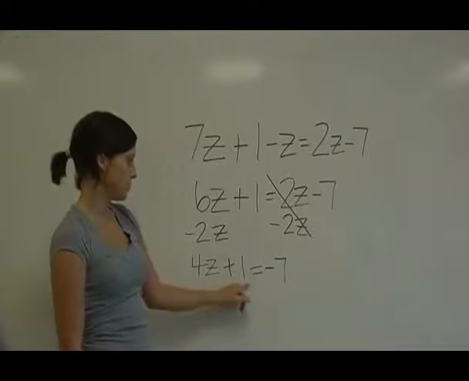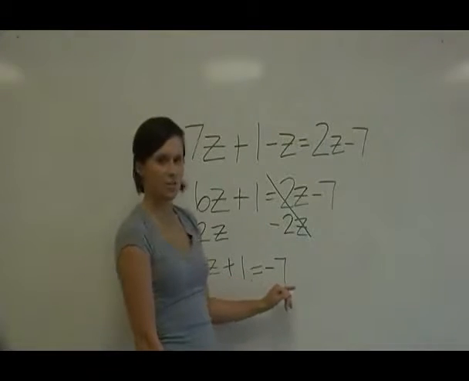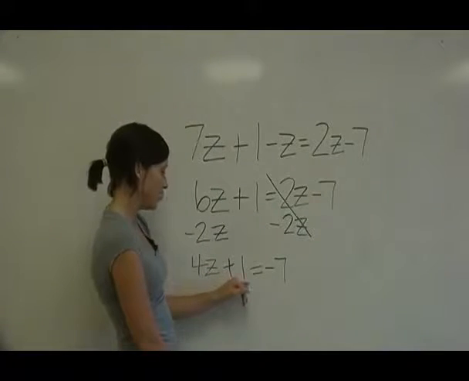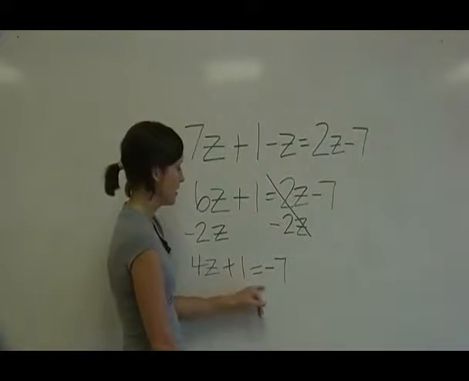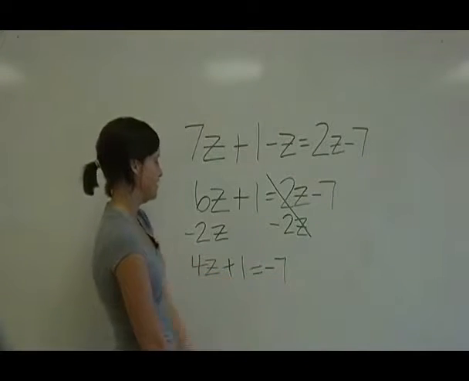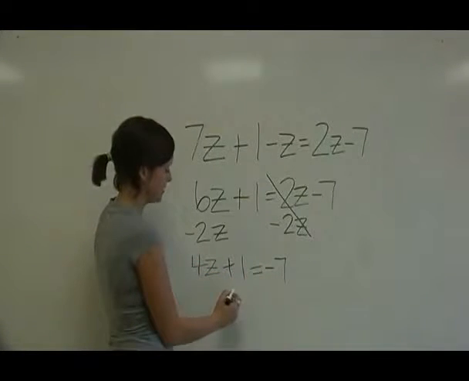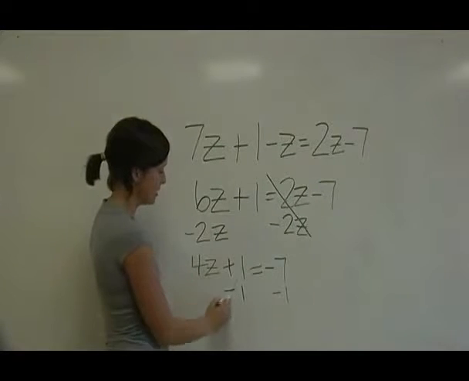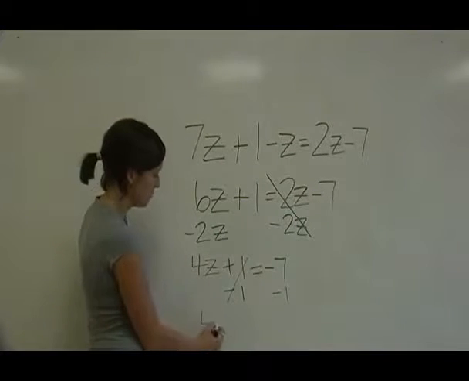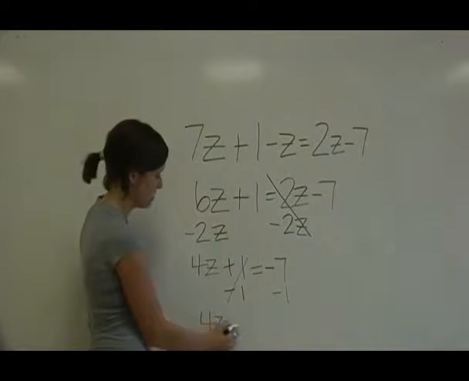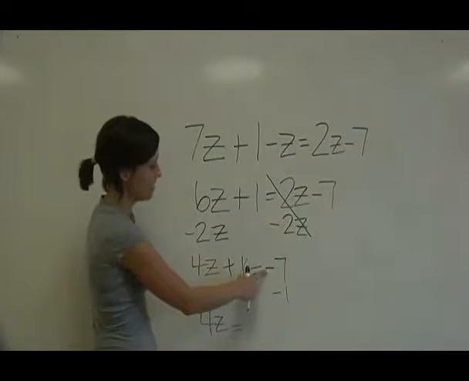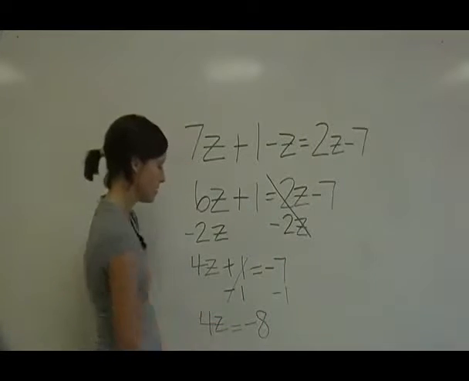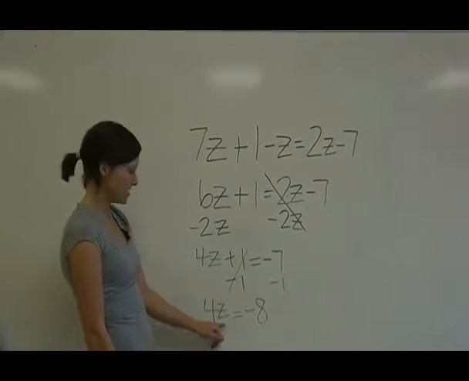Now we still have a whole number on the left side, and we need to get it to the right. So what we're going to do is it's adding a 1 on the left side. To get it to the right side, we're going to have to subtract it. So you subtract 1 from this side and subtract 1 from this side. So you're canceled out here, and you're left with 4z equals negative 7, and a negative 1 equals a negative 8. Okay, so now we need to get z by itself.